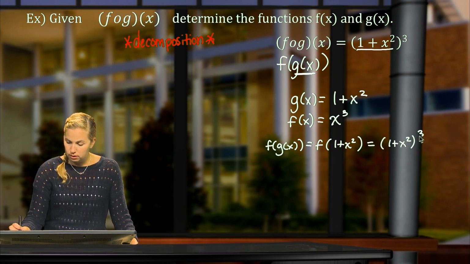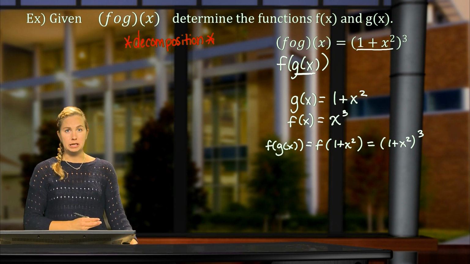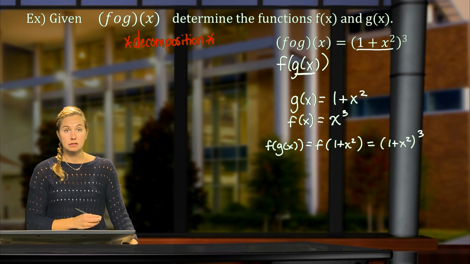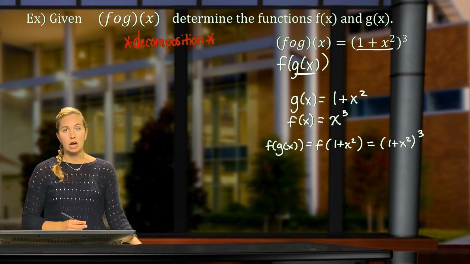Now to test to make sure that we did this correctly, we can create the composite function. Again, f of g of x is f of 1 plus x squared, which is this 1 plus x squared being cubed. Now there are other possibilities for the decomposition of f of x and g of x, but this is probably the most common one that we'll see.